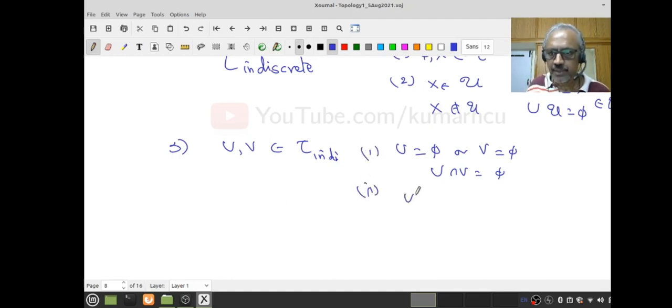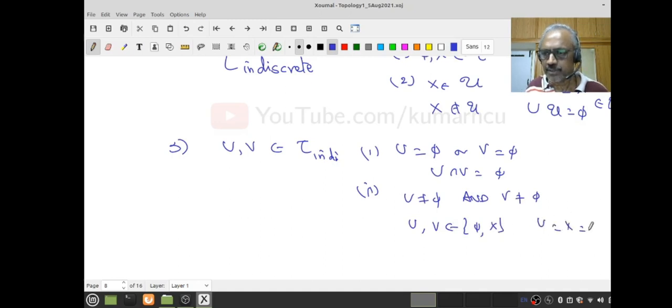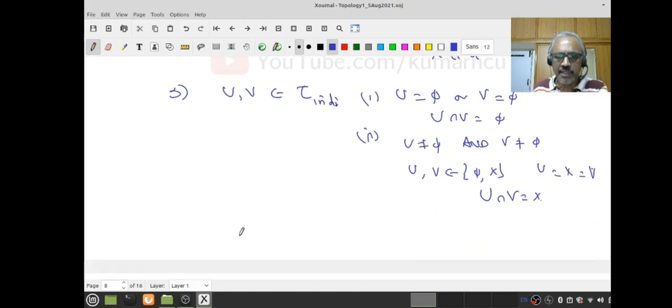Case 2 is U is not empty, and remember logic, V is not empty. But U, V non-empty and belong to this collection. That means U equals X, V is also equal to X. Therefore, what is U intersection V? X. Therefore, this tau is called the indiscrete topology.